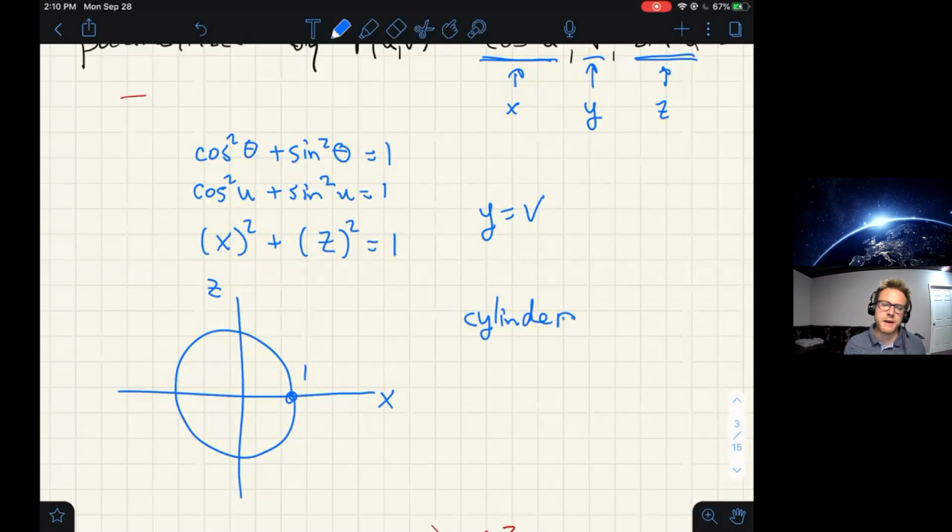And there's no restrictions on my variables. So this is really an infinite cylinder, right? It goes on forever.